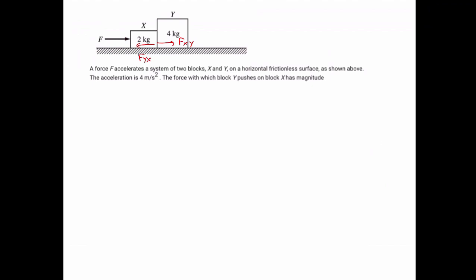And we need to figure out what is the force of object Y to object X. We need to find the value of this force. Now, we cannot find directly the value of this force because we need to find the acceleration first. And in order to find the acceleration, first we will work for the system of two objects. So we consider these two objects as one object, and the F net is equal to the mass of the system multiplied by the acceleration of the system.